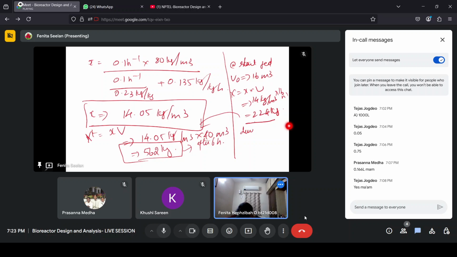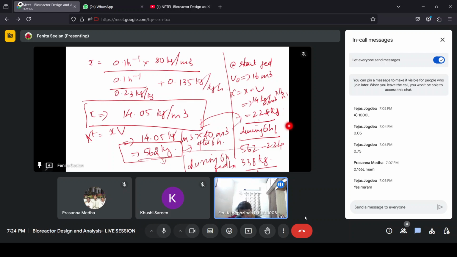So during 6 hours of operation of fed batch, how much is produced? Which means 562 minus 224. How much would it be? It's around 338. So during 6 hours of fed batch, 338 kg of biomass is produced. If only asked for after 6 hours, this would be the answer. During 6 hours of fed batch, this would be the answer. And at the start of the fed batch, how much amount of cells would be there? The answer is 224.